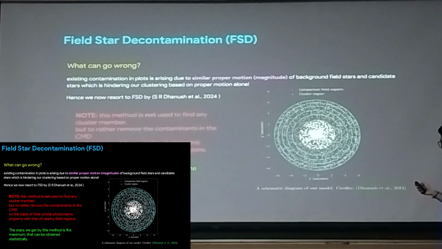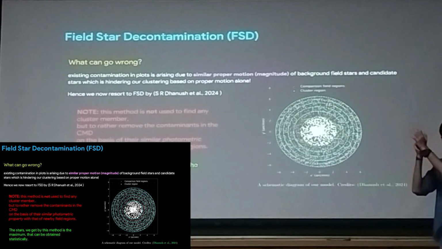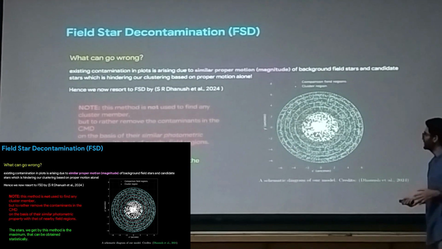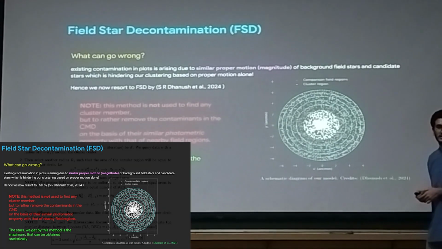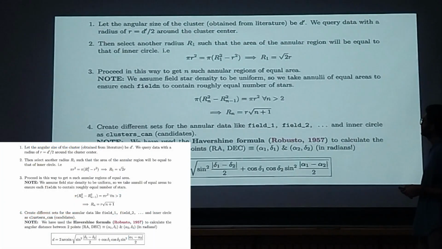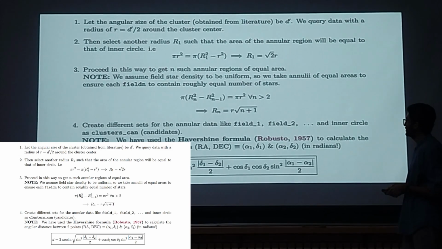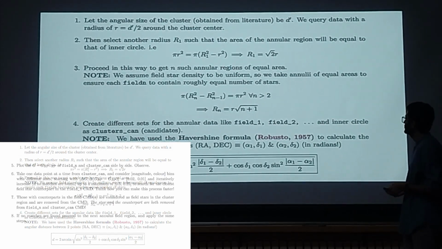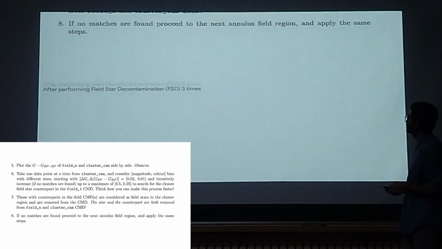And at the end, what we get is the maximum that can be obtained statistically. So these are the steps in detail. I will use the Haversine formula. You can look at it.